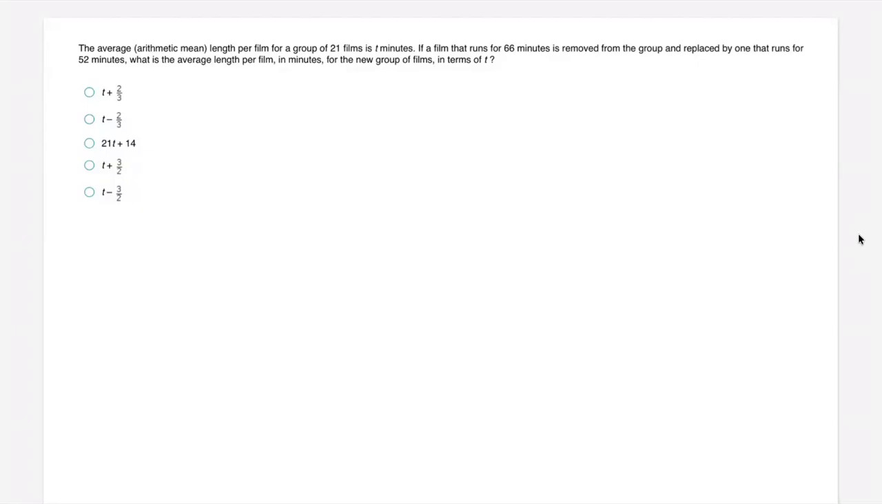The average arithmetic mean per film for a group of 21 films is T minutes. The summation is the quantity times the unit value, so 21 times T. If a film that runs for 66 minutes is removed from the group and replaced by one that runs for 52 minutes.